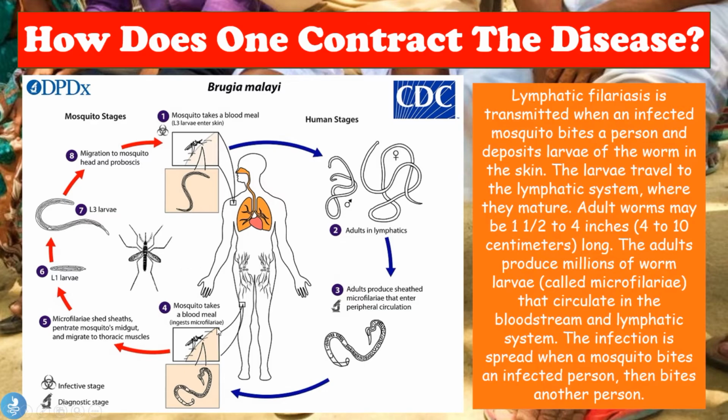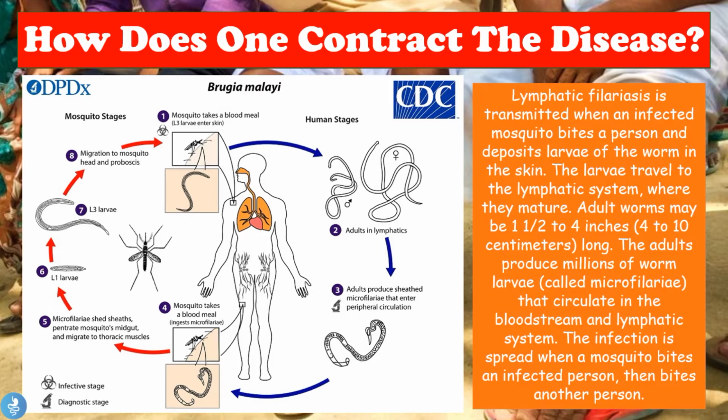And then we have another mosquito coming along and taking a blood meal and ingesting some of these microfilariae. So this mosquito now becomes infected with this parasite. Then the microfilariae in the mosquito shed their sheaths, penetrate the mosquito's midgut, and migrate to the thoracic muscles. And here they produce larvae, and of course these larvae now migrate to the mosquito's head and proboscis, and the proboscis is a little needle-like structure in the mosquito's head, which it uses to penetrate and suck the blood. And in this way, the cycle continues. So here the mosquitoes infect humans, and then the humans go on to infect mosquitoes, and in this way more and more individuals and mosquitoes become infected over time.